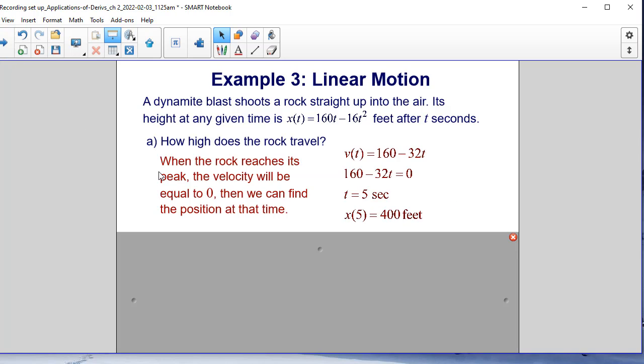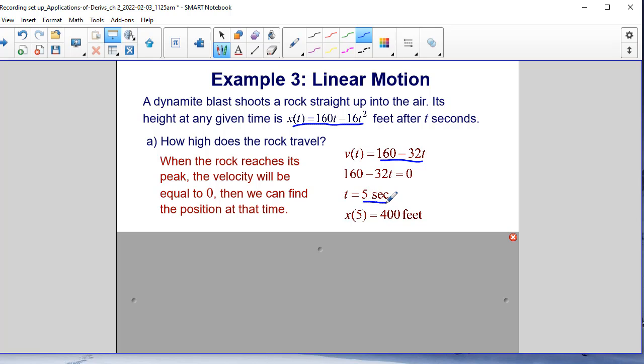So the thought here is that the rock reaches its peak when the velocity is equal to 0. Then we can find the position at that time. In order to find the velocity, I start with my position formula, x of t equals 160t minus 16t squared, and we find the derivative, which is 160 minus 32t. We solve for 0, and we find it reaches its maximum when t is equal to 5 seconds.